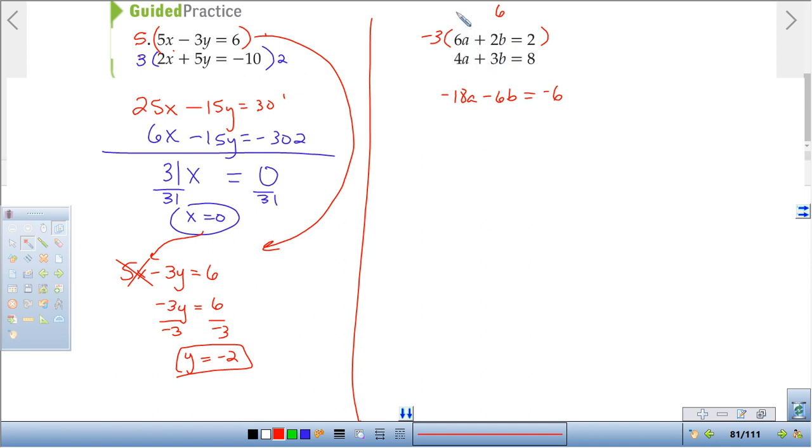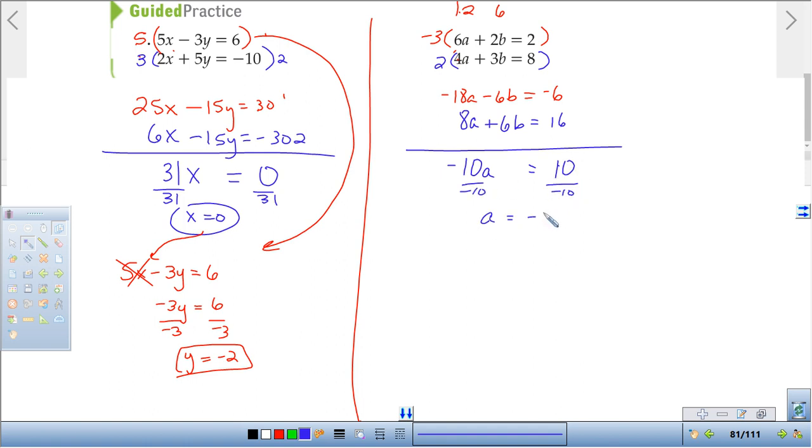Could I get rid of the a's instead? Yes. I'd make these go to a 12. One positive, one negative. You choose which you want positive, which one you want negative. It doesn't matter. So this one over here, multiply by 2 now. This one gives me 8a, 6b, 16. Now we can add them up. These cancel out on purpose. This gives me negative 10a is equal to 10. Divide by negative 10, divide by negative 10, a is equal to negative 1.